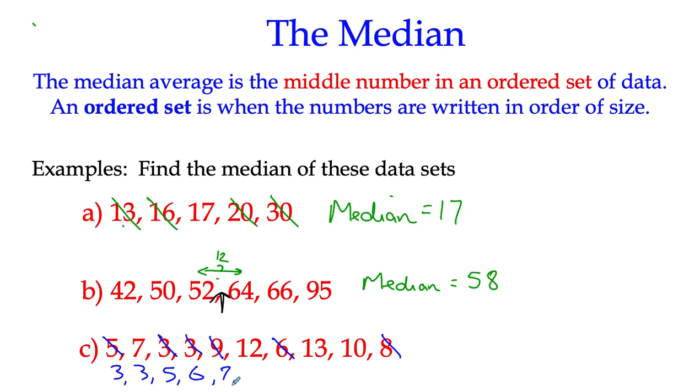7, 8 and 9. Let's just check. 7, 8 and 9. Yep. Then I've got 10 and 12 and 13. 10, 12, 13. Nothing left.